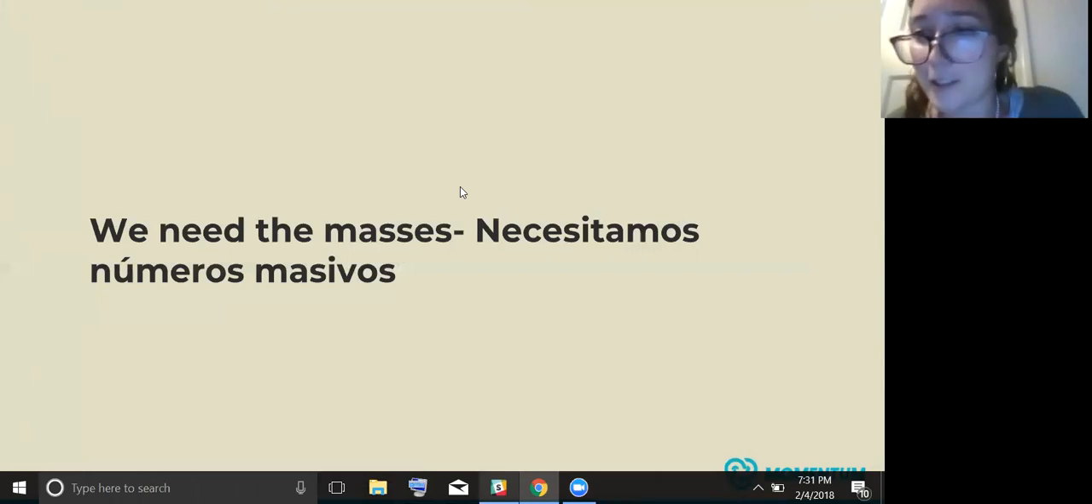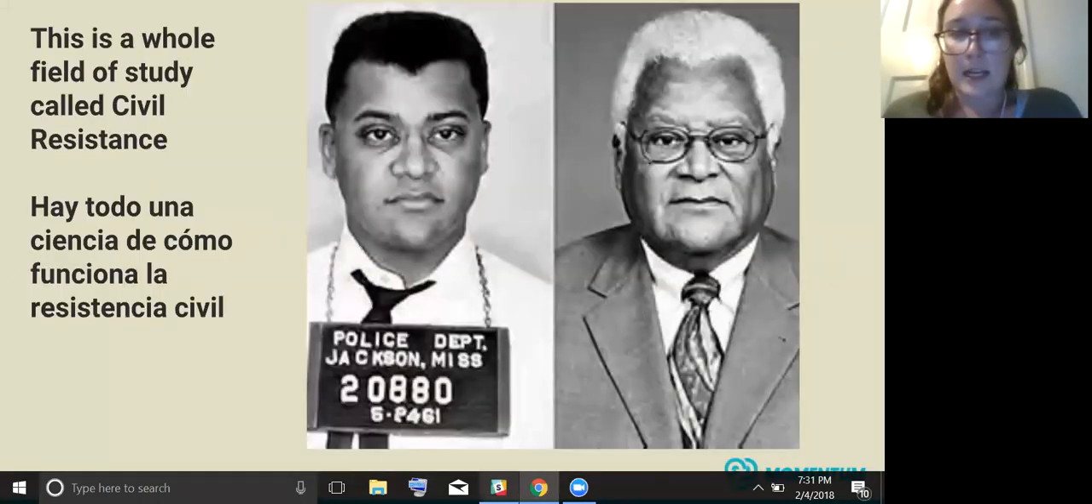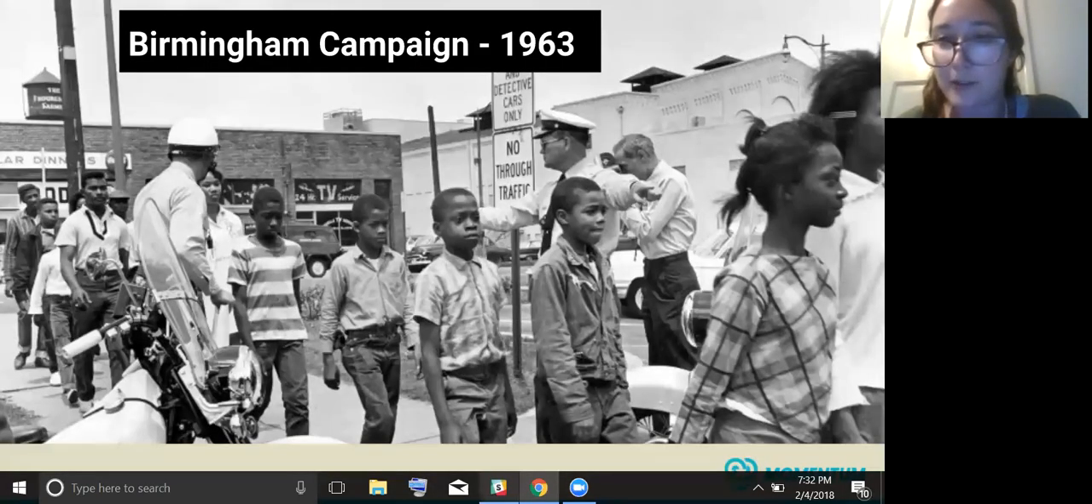But in order for this to work, of course, we need masses of people. So it's not enough that people agree with us. They need to actually be participating. They need to be removing themselves, pulling themselves out from the institutions that prop up the system. And there's actually a whole field of study called civil resistance studies that tries to understand how people are able to use their social power to win major social reforms in the United States and in other parts of the world. So we're going to go a little deep into some civil rights movement history to understand a little bit more how this works.